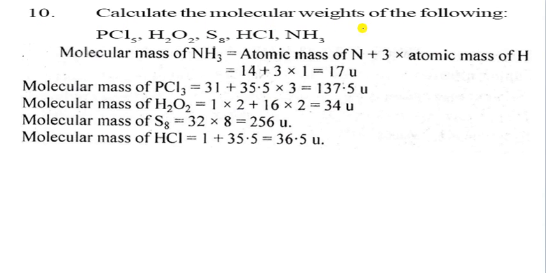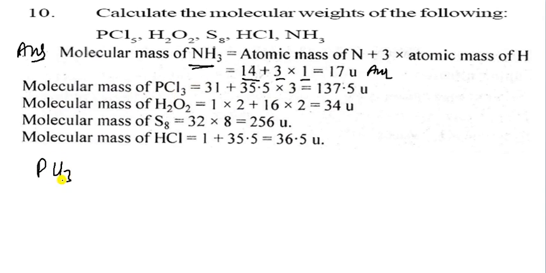Now question number 10. Calculate the molecular weight of the following: PCl5, H2O2, S8, HCl and NH3. So you have to write in your copy the molecular mass of NH3: atomic mass of N plus 3 into atomic mass of H. The atomic mass of N is 14 and 3 into hydrogen is 1. So it is 14 plus 3, that is 17 units. So that is your answer.